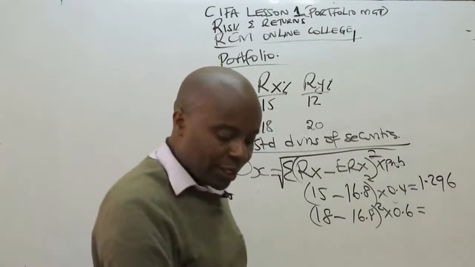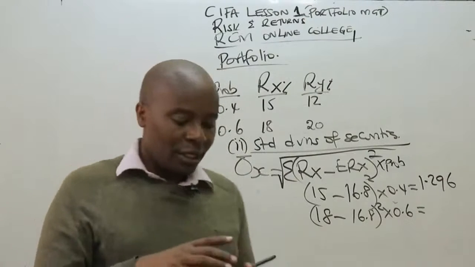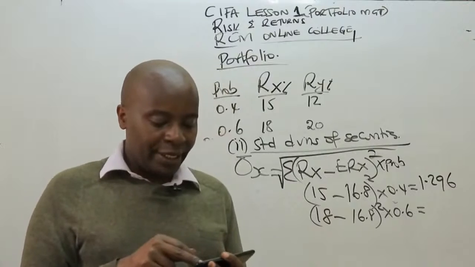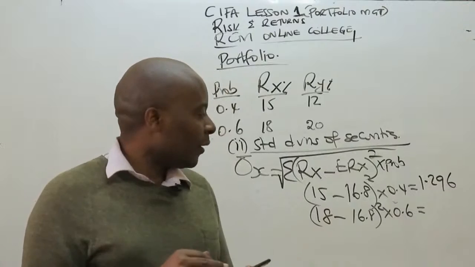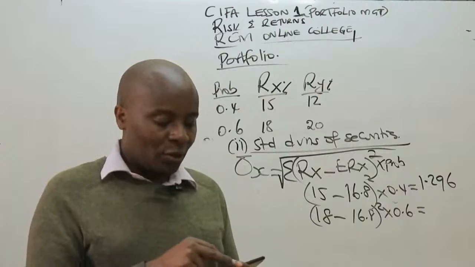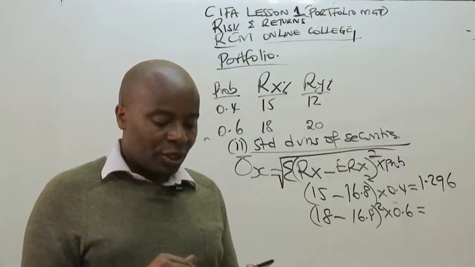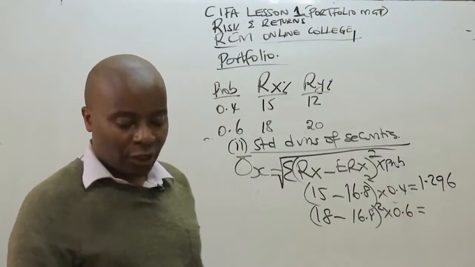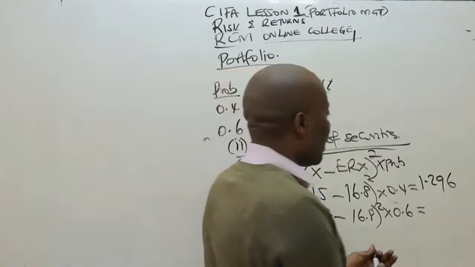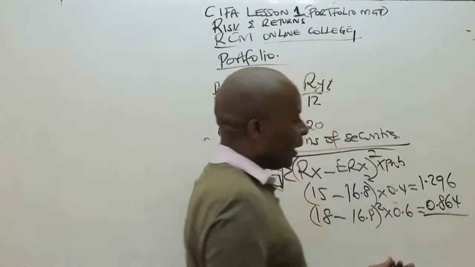The second one, ladies and gentlemen, what do we have here? I can see 18. So we have 18 minus 16.8 equals, and then we square this, times 0.6, which, ladies and gentlemen, will give us 0.864. So we have here 0.864. Now please come and add the 2.